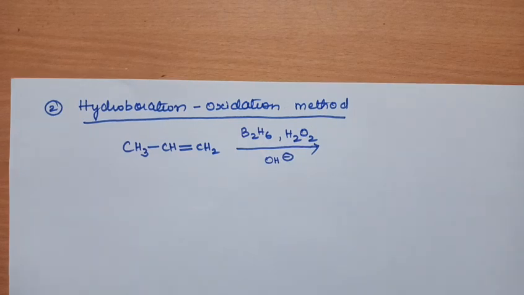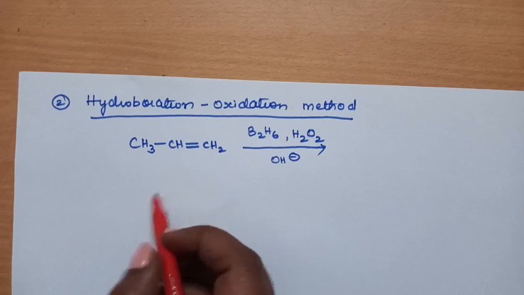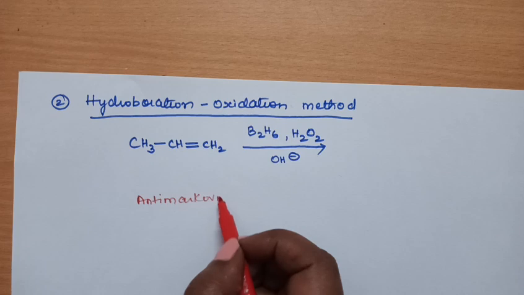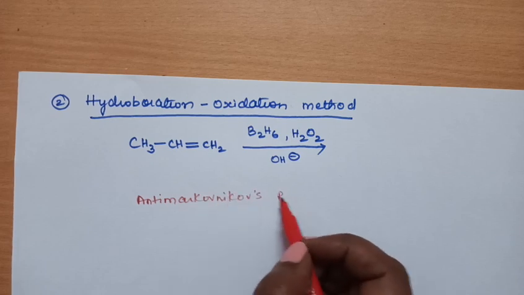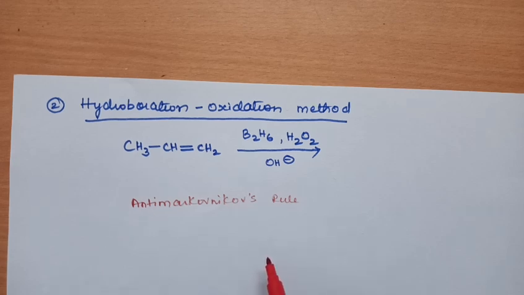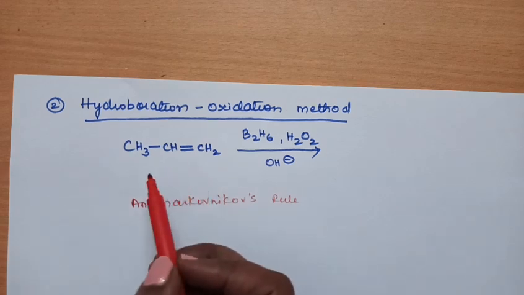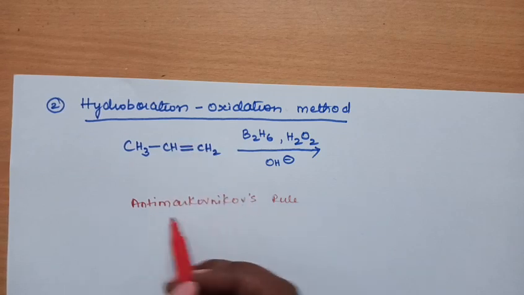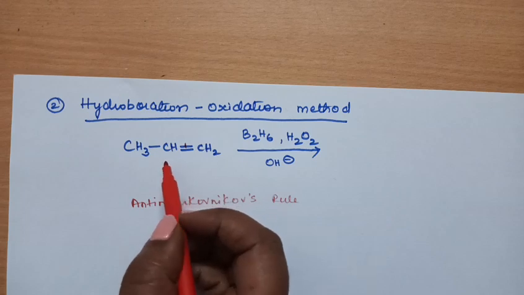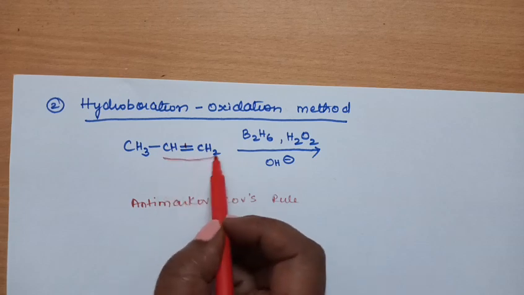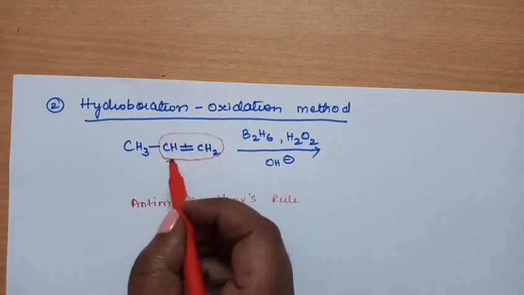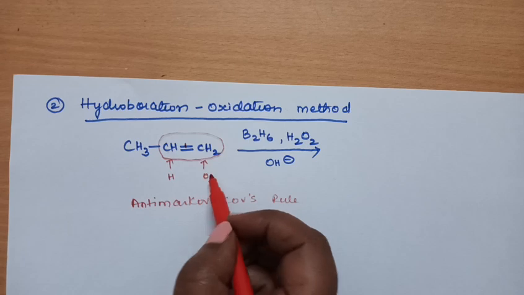What happens is anti-Markovnikov's rule should be applied here. So what anti-Markovnikov's rule states is hydrogen should be added to the carbon containing less number of hydrogen. So this is opposite to Markovnikov's rule. Break this double bond, add hydrogen to the carbon containing less number of hydrogen. So out of this 2 carbon, which is having less hydrogen, this carbon. So add hydrogen here and add OH here.